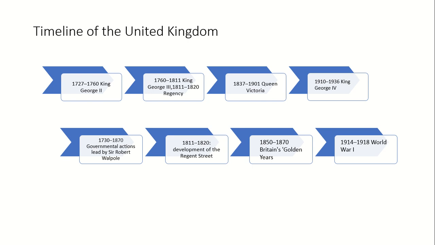From 1837 to 1901, Queen Victoria ruled the United Kingdom. From 1850 to 1870, historians labeled the 20-year period Britain's golden years because of the increase of industrialization in textile and machinery, and England becoming a worldwide network of trade.